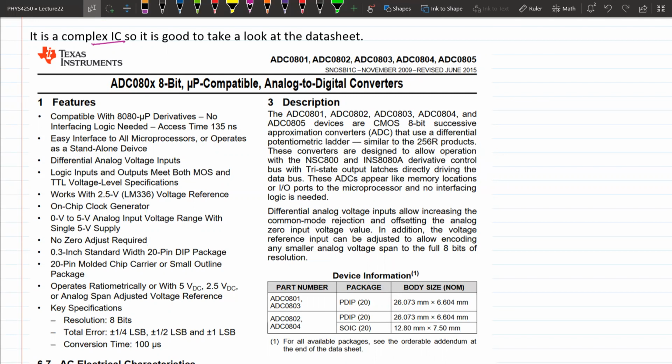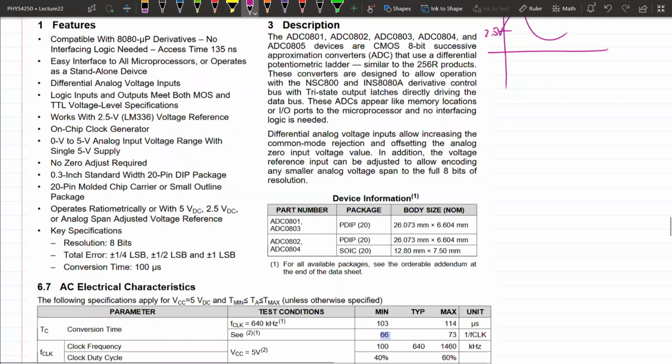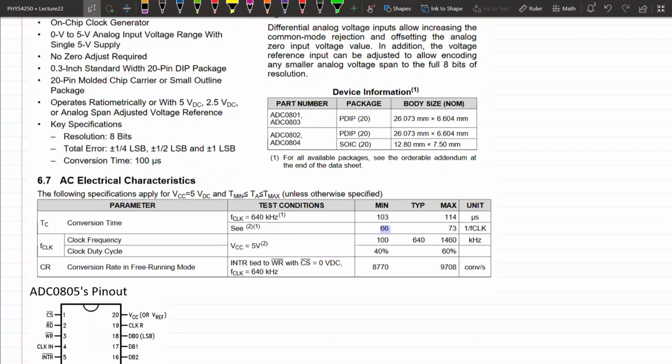It works with a 2.5 volt reference voltage. That means you want the analog input to be centered around 2.5 volts, and the lab actually tells you to do that. The other thing to note is the conversion time, minimum and maximum. I don't know why they didn't type in the typical. It's somewhere between these two numbers. It takes about 100 microseconds for it to do one conversion. That's as fast as you can convert.